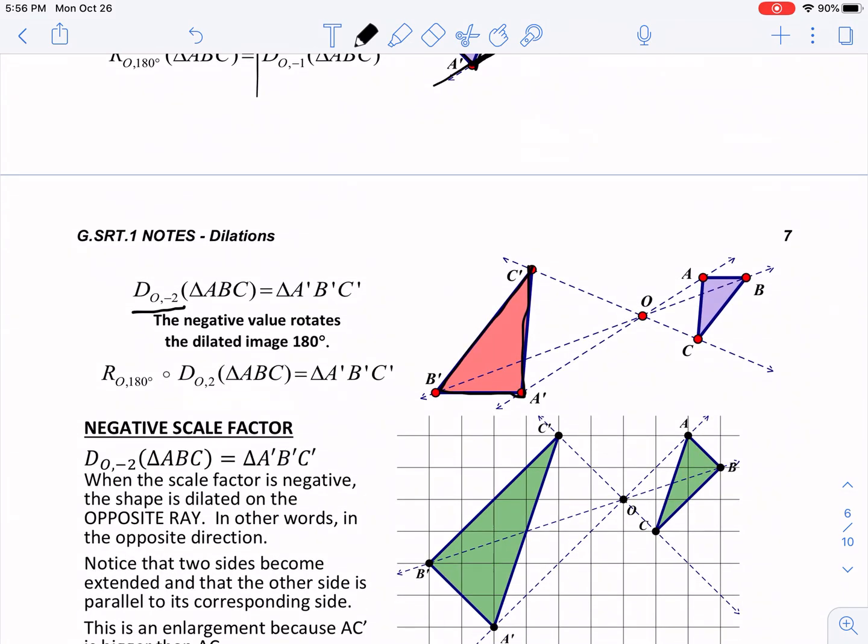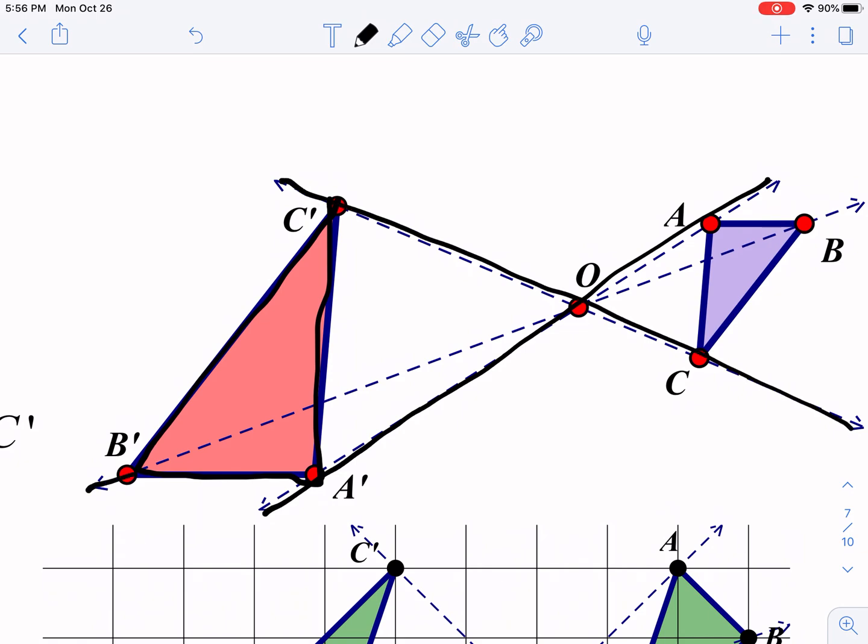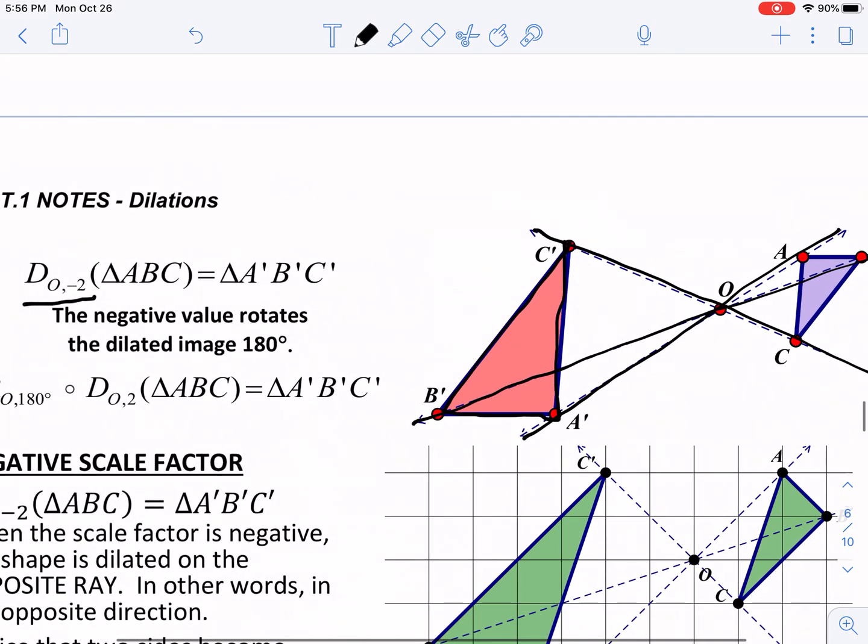Notice everything still connects. A prime connects with A, C prime connects with C, and B prime connects with B. It's just in the opposite direction, and the distances and the figure size double because we're scaling it by a -2, okay?